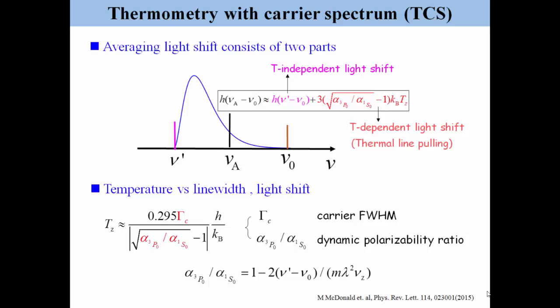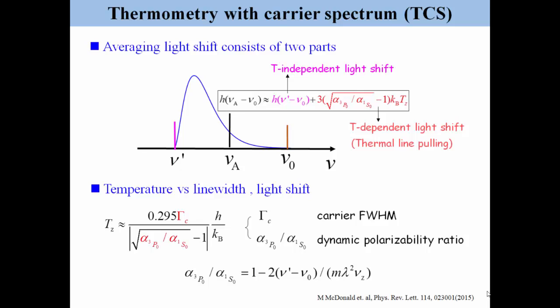And the second fact is the temperature is a function of the carrier line width and the light shift. And the light shift is related to the dynamic polarizability ratio. This ratio can be directly determined from the light shift measurement and the trap frequency measurement.